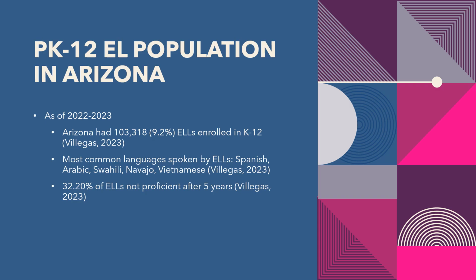32.2% of English language learners are not proficient after 5 years. So this is something that the Board of Education in Arizona has been working on actually improving, because the goal of these programs is to see that these children are proficient in English much sooner than that 5 years. So to see that most children are not proficient after that 5 years, they're working on finding out what those areas are that they are lacking in.